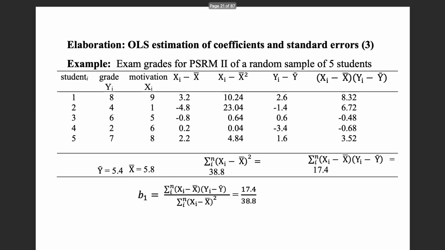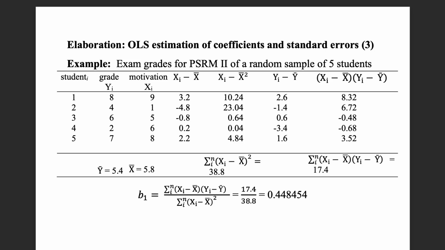38.8. So now we can actually solve this formula for B1. It's 17.4 divided by 38.8. That is going to be the estimate for our regression coefficient B1, which works out to 0.448454. And I'm trying to work as much as possible with unrounded numbers, so we don't get too many rounding discrepancies.